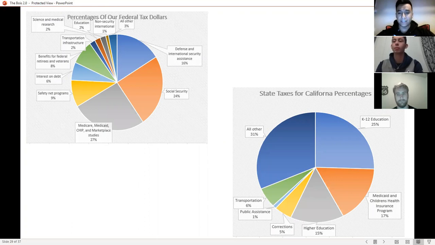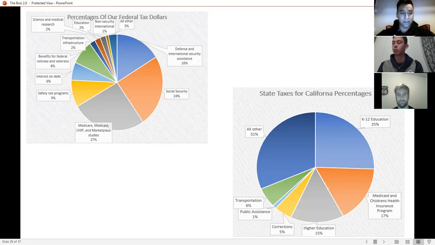You can see some similarities are that both of these taxes spend a lot on Medicare insurance, and that takes a big chunk of their percentage. There's a big difference though. For the federal tax dollars, they put a big portion on Social Security, which is 24%, while taxes for California put more importance on education. That goes from kindergarten to 12th grade and higher education.